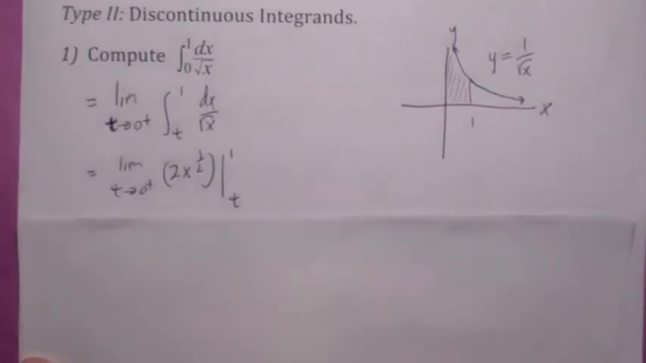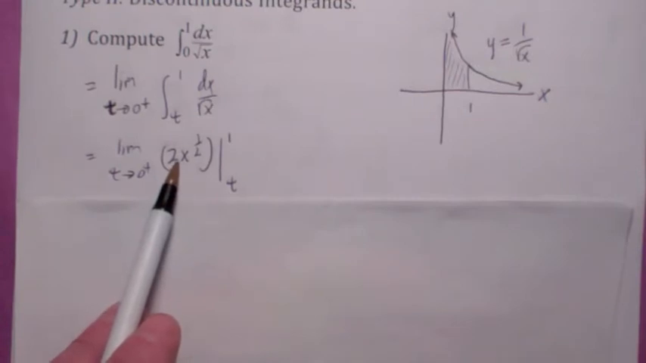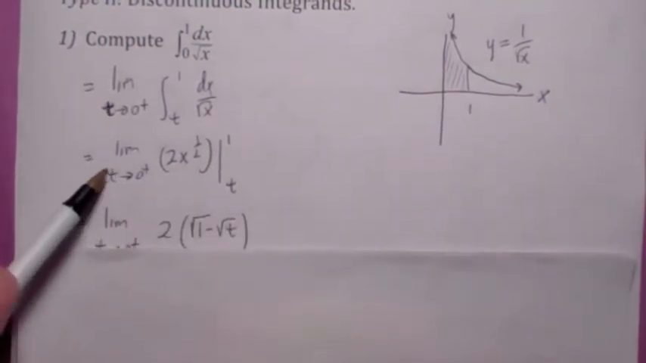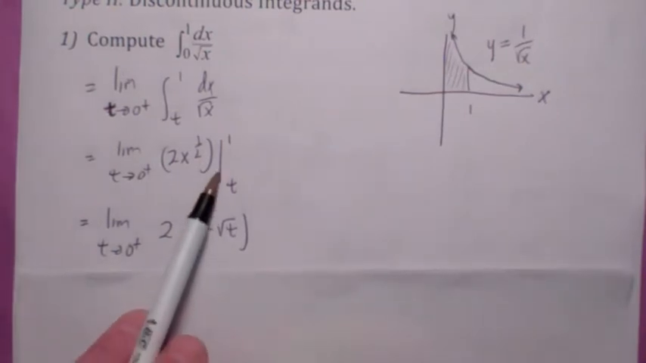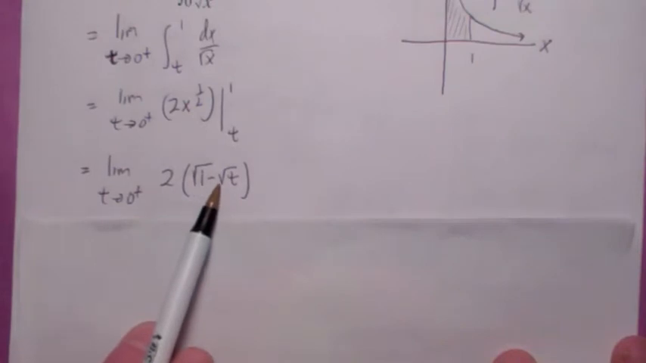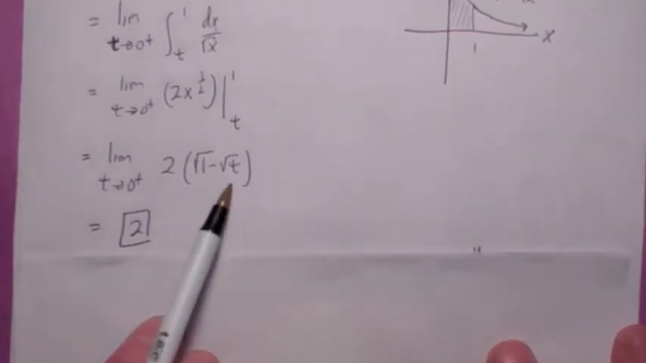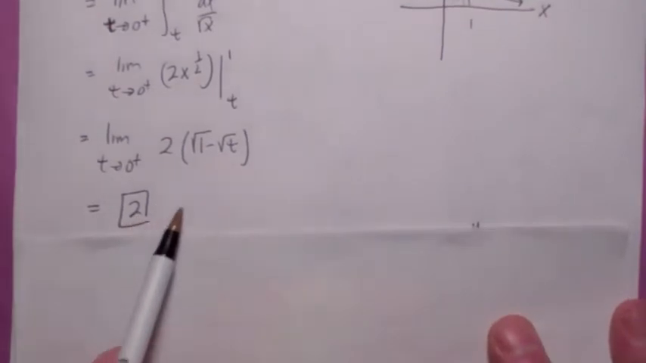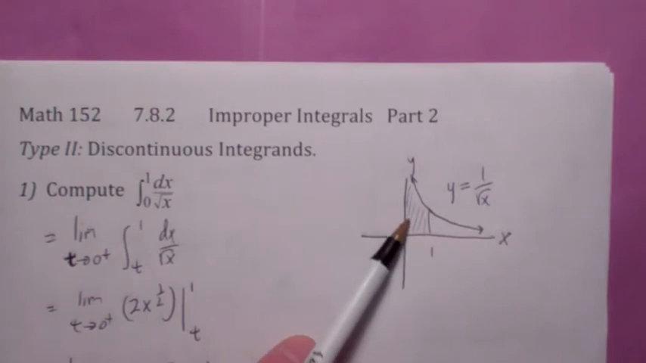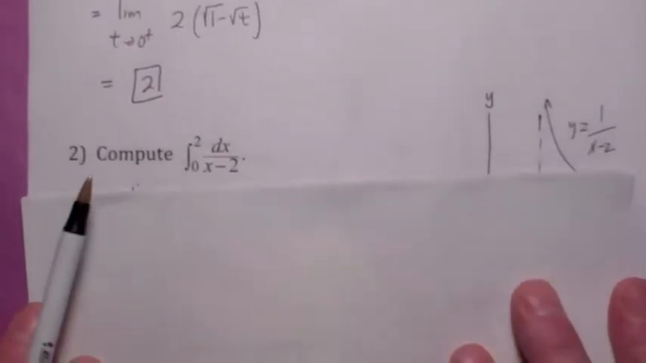So we do the integration. So you get 2x to the 1/2 evaluated from t to 1. Make sure you keep your limit sign on every single step. So when you evaluate it, let's factor the 2 out. Square root of 1 is 1 minus the square root of t. Now you take the limit as t goes to 0. This factor goes to 0, so the answer is 2. So it turns out the area under the curve from the vertical asymptote to 1 is actually 2. It's finite. Amazing.